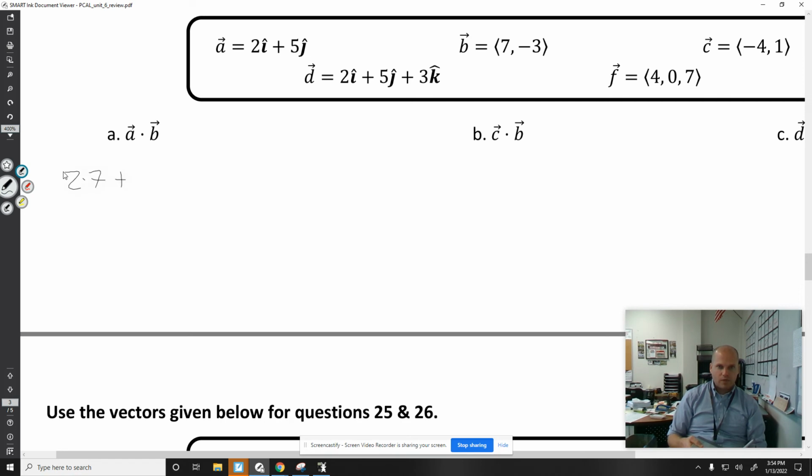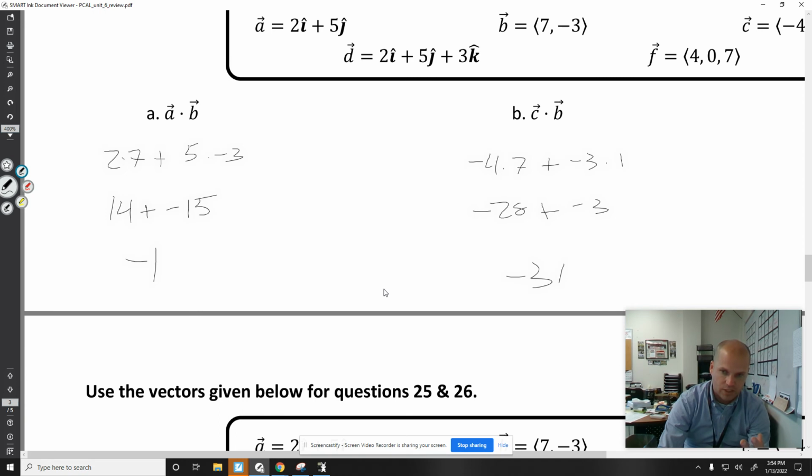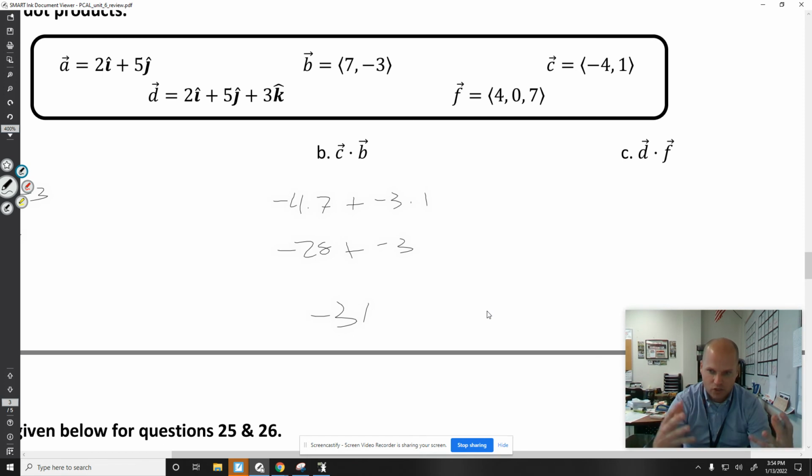2 times 7 plus 5 times negative 3. 14 plus negative 15, negative 1. C and B, negative 4 times 7 plus negative 3 times 1, negative 28 plus negative 3. It's like things are getting bounced off in the opposite direction. You're doing negative work. They're not helping each other, these vectors. That's the idea behind dot products: how much are they boosting each other, helping each other? How close are you to accomplishing your goal? How much do you have to do?